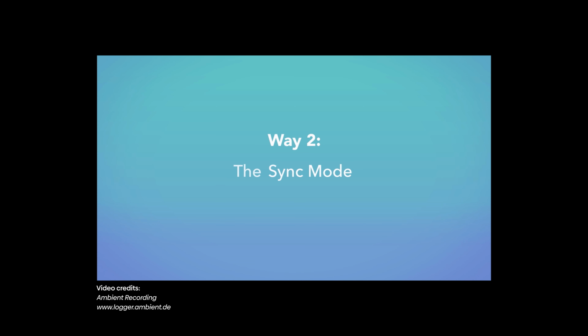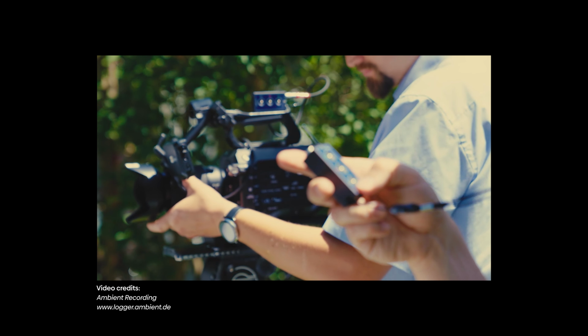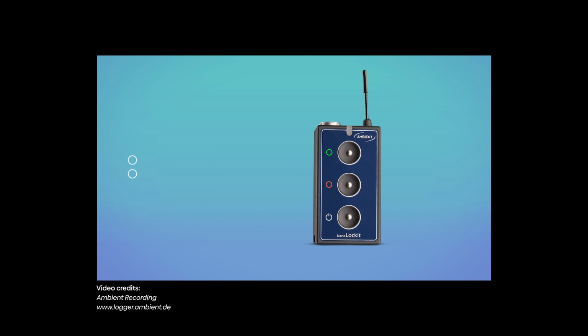Way 2, the sync mode. For more accuracy, put one nanolocket on each camera to ingest timecode. The logger in your hand will be always in perfect sync with your cameras, and your markers will be placed frame accurately.